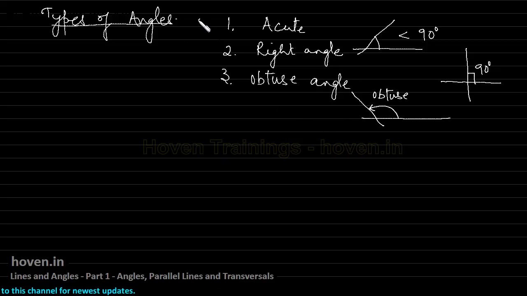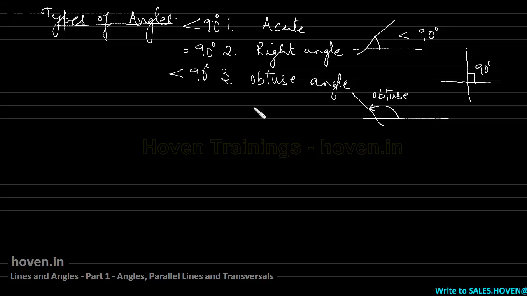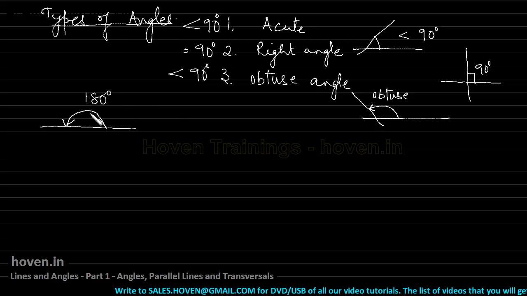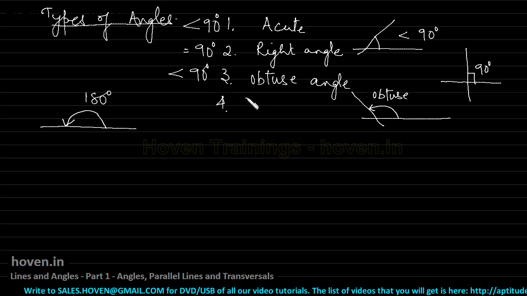So an acute angle is less than 90. A right angle is equal to 90 degrees. An obtuse angle is more than 90 degrees and less than 180 degrees. A 180 degree angle is the angle that is made by a straight line with itself. This is called 180 degrees, and such a line is called a straight line, and the angle is called a straight angle.